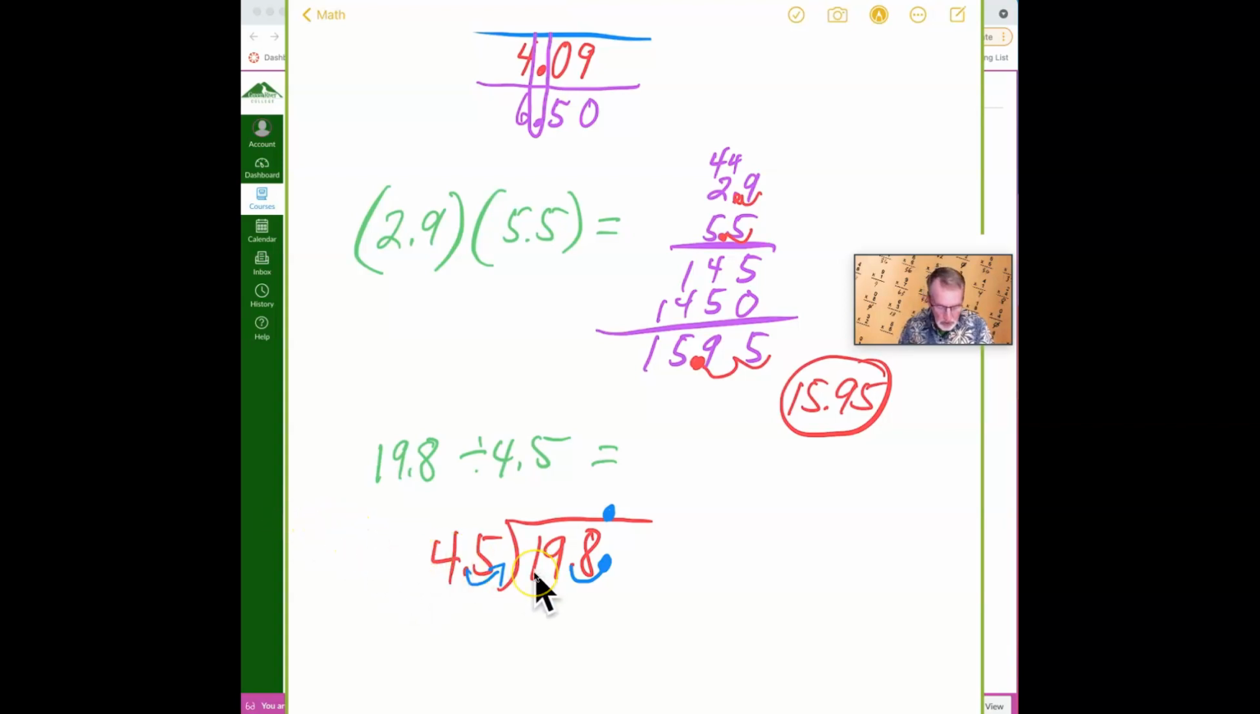So 45 won't go into 1, so we'll say 0 times. 45 will not go into 19 evenly, so we'll say 0 times there. But 45 will definitely go into 198. But how many times? So what's 2 times 45? Anyone know? 90? And what's 2 times 90? That's 180. So I think 45 will go into 198 4 times. So let's multiply 45 by 4. So 4 times 5 is 20, carry the 2. 4 times 4 is 16, plus 2 is 18.